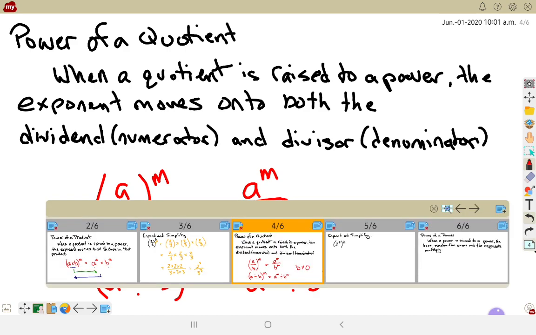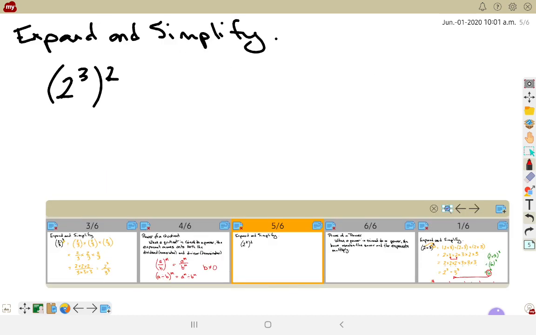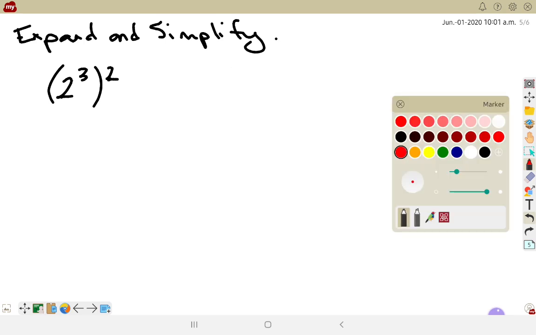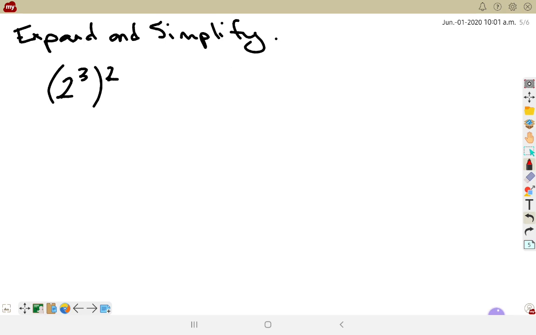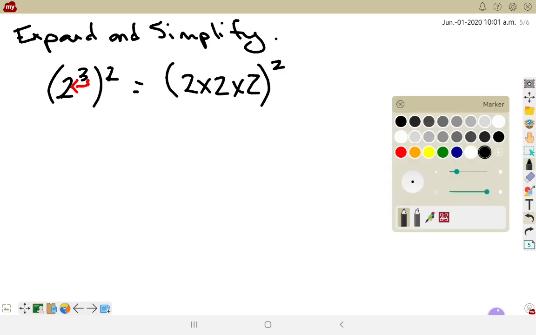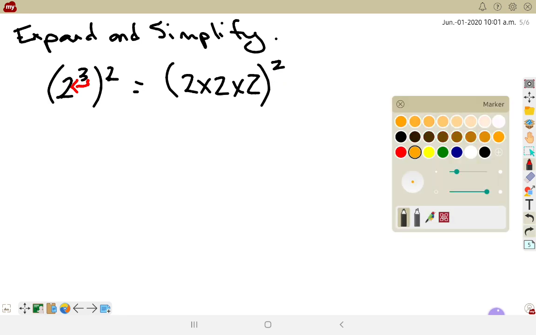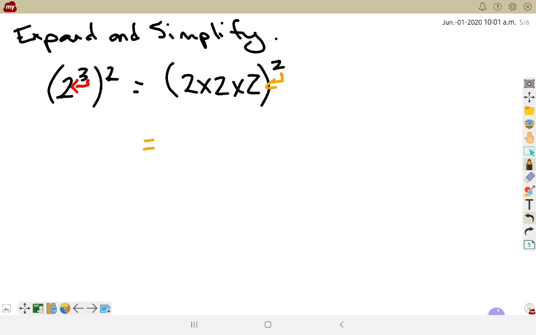The last one we're going to talk about in this video: if I have 2 with an exponent of 3 in my set of brackets, and then it's raised to another exponent. So I have a power that's raised to another exponent outside the set of brackets. Let's break it down. The 2 exponent 3, that exponent of 3 is touching the 2 directly, so inside the brackets I have 2 times 2 times 2. And then I still have that exponent of 2 outside. That exponent of 2 is touching the brackets, and so everything inside the brackets is going to be repeated.